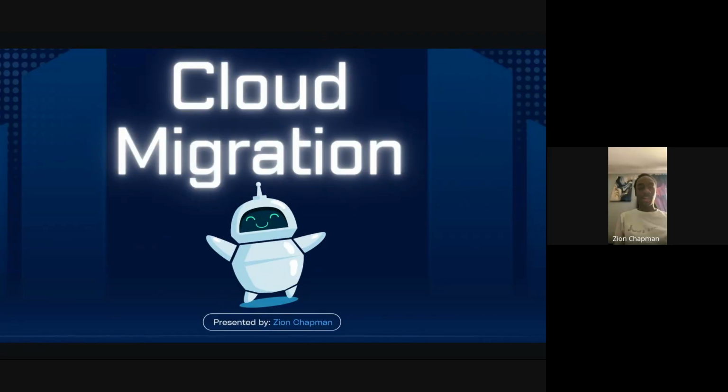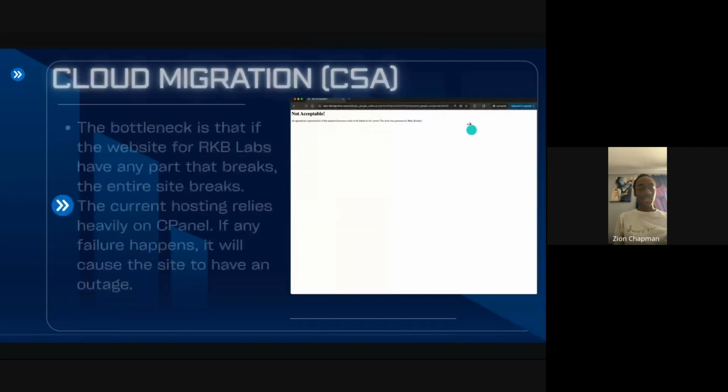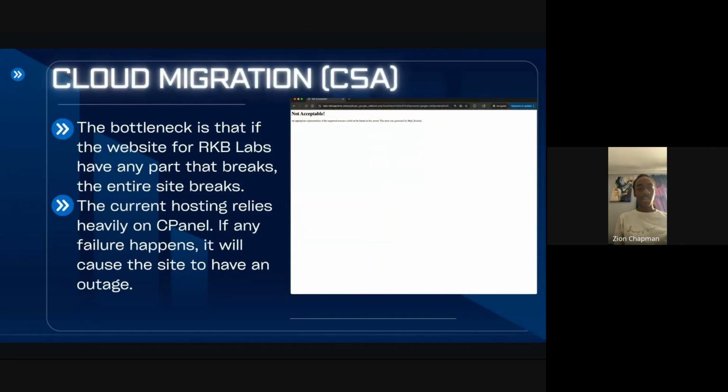My name is Zion Chapman, and I will be presenting cloud migration. The main focus for my cloud migration is RKB Labs. The current problem is the recurrent issue when the website can malfunction. When technical issues or outages occur in the background, it can result in a total site outage. The backend allows data from the website to be backed up and is the backbone for connected users to the website through browsers. I would like to mention again that the outage occurs in the backend and results in a total site outage.